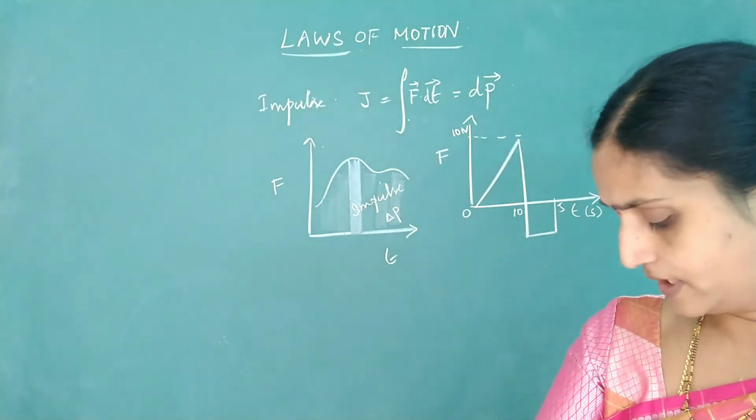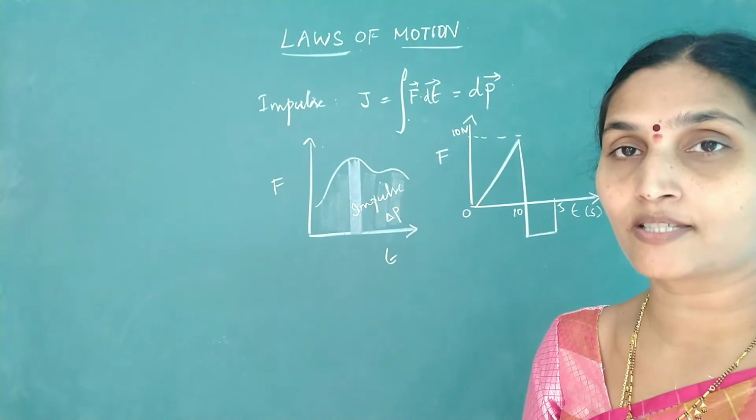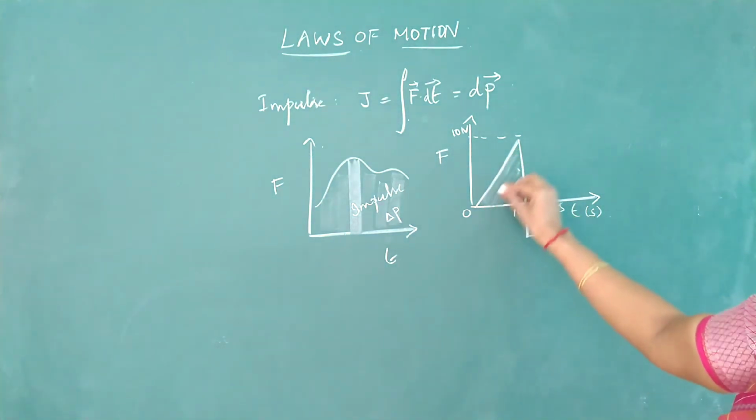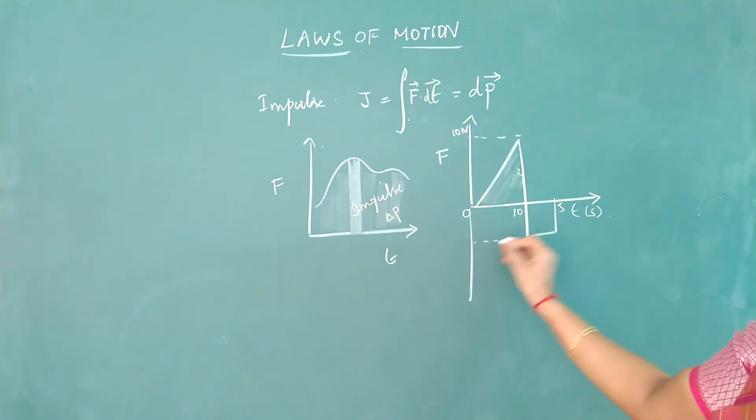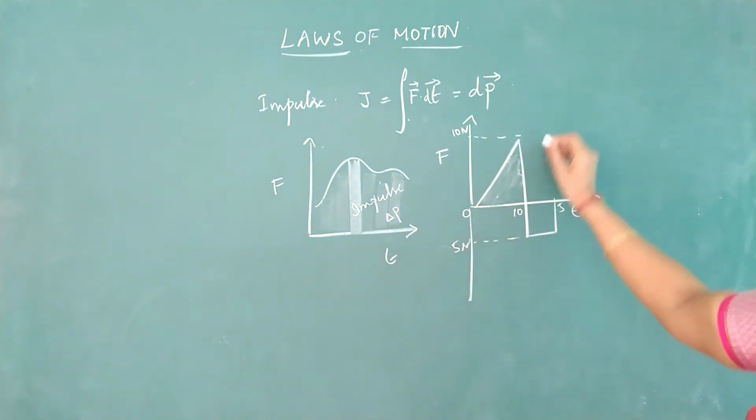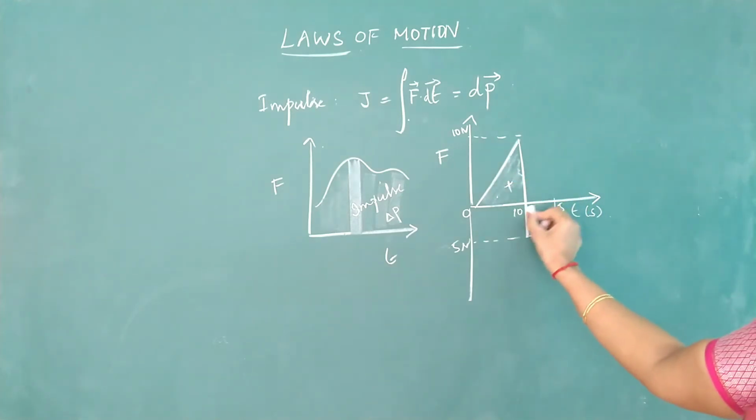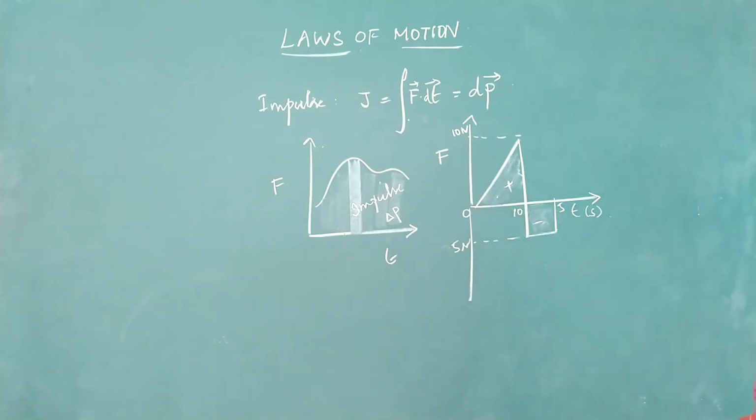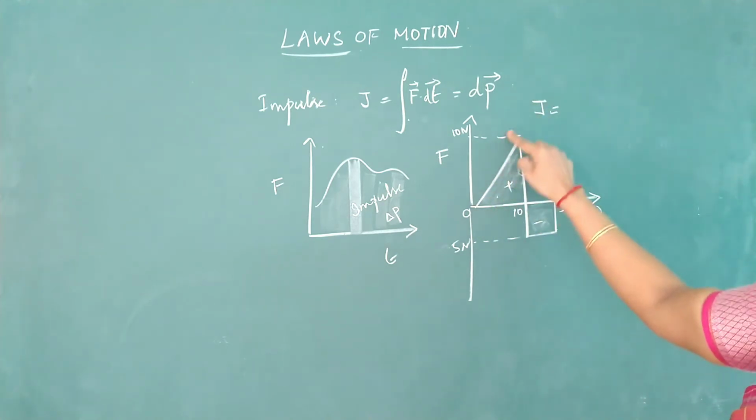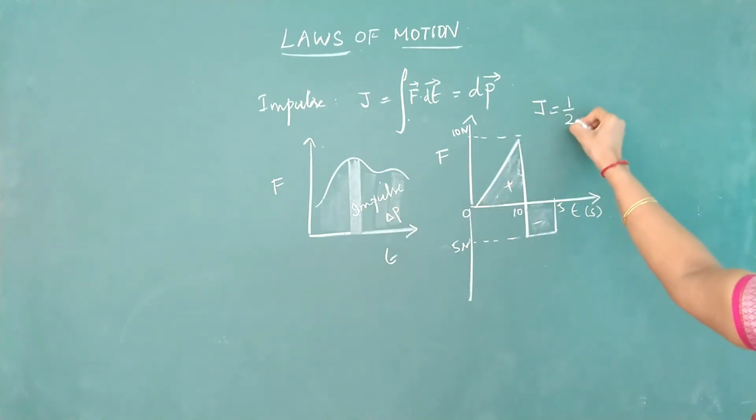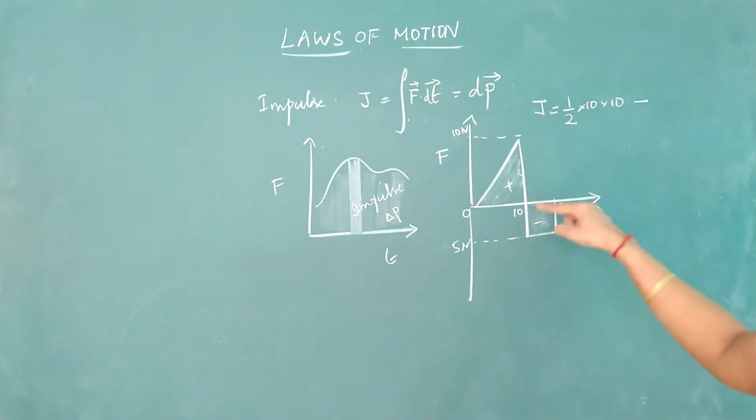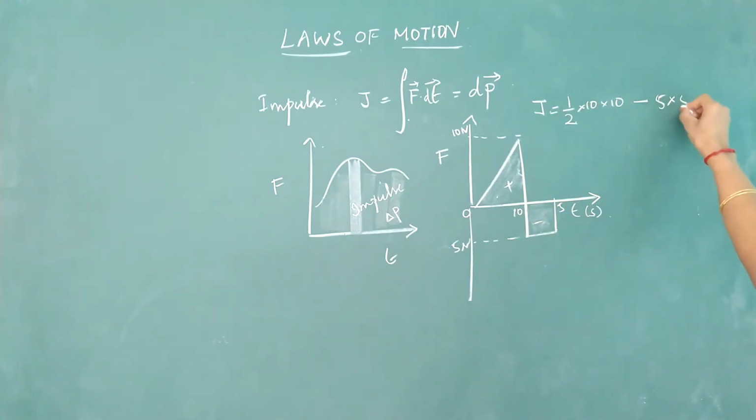Now tell me how will you find out the impulse? Just now I told you impulse is equal to area enclosed. Find out the area enclosed. This value is minus 5 Newton. So it's a triangle area which is positive. This rectangular area is negative. Find out the total impulse J equal to area of this triangle, half into base into height, minus area of this rectangle, 5 into 5.